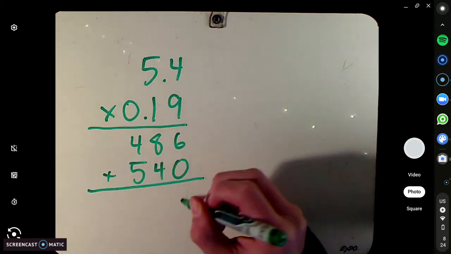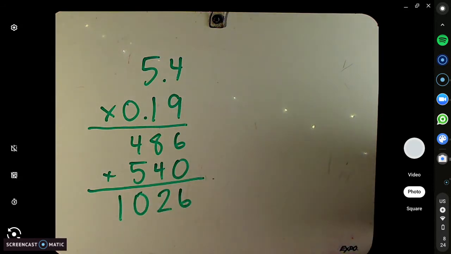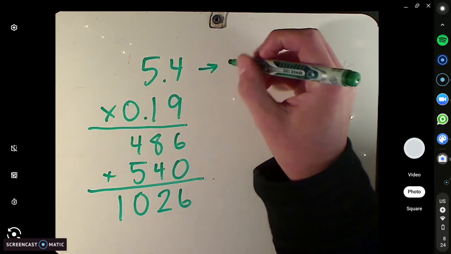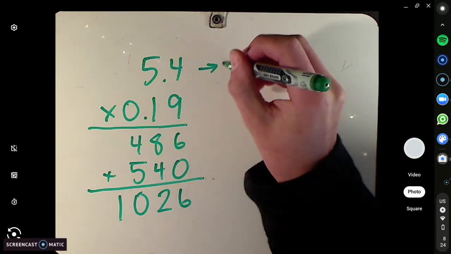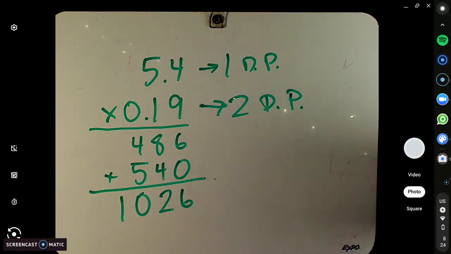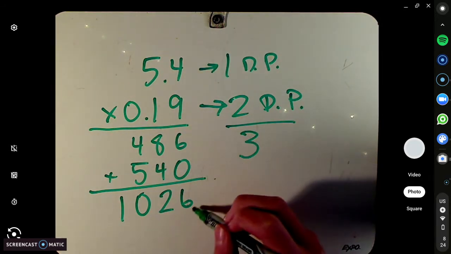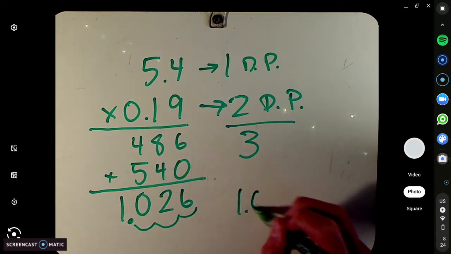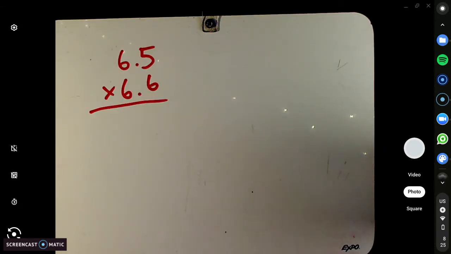Then you add. I know I'm doing this fast. So you take a look up here. This has 2, I'm so sorry, that's not right. This has 1 decimal place. This one has 2 decimal places. 1 plus 2 is 3. So you need to have 1, 2, 3 decimal places in your answer. So your final answer here is 1.026.